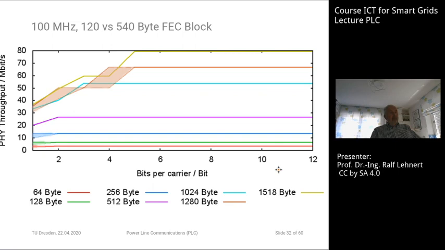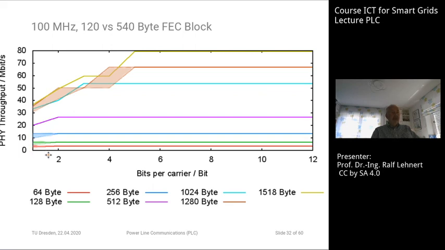Okay, so it is also interesting to see how the possible throughput depends on the bit loading of the OFDM carriers, the size of the payload, and the block length of the forward error correction block. So that means in the case that you have very short messages, although you have an 80 or 100 megahertz system, unfortunately the data rate is pretty much below 10 megabits per second.